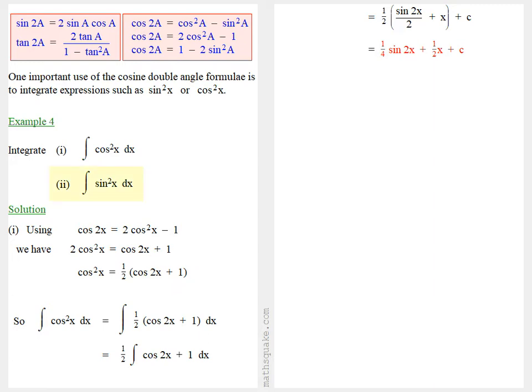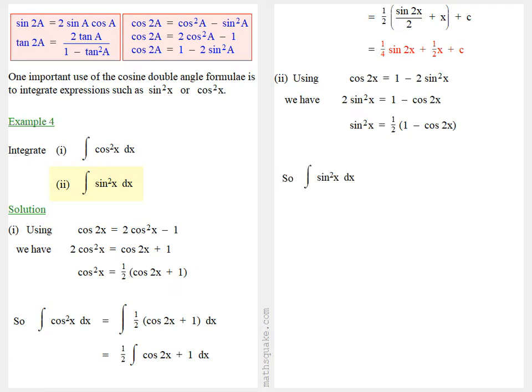Now in part 2 we're asked to integrate sine squared x dx. Now this time we can use the fact that cos 2x is equal to 1 minus 2 sine squared x. In other words, 2 sine squared x is equal to 1 minus cos 2x, or sine squared x is equal to a half into 1 minus cos 2x. So the integral of sine squared x dx is equal to the integral of a half into 1 minus cos 2x dx. Now we can take the half outside the integral sign to give us a half the integral of 1 minus cos 2x dx.